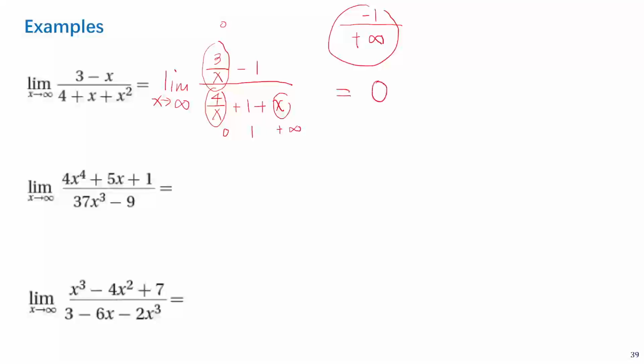A fixed number 1, a number will approach -1 over a number which is approaching positive infinity will approach 0, right?